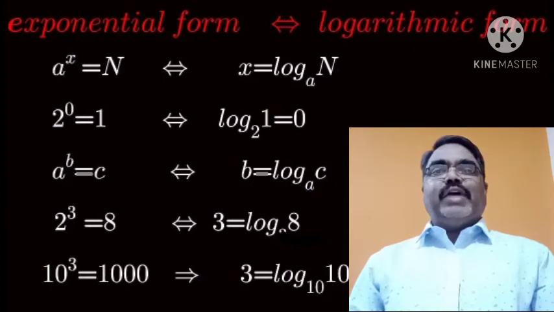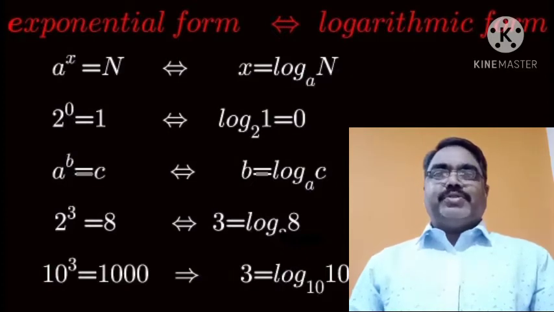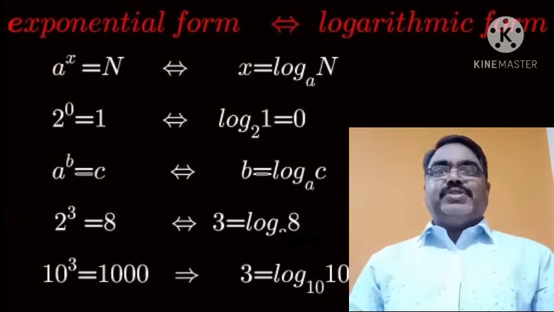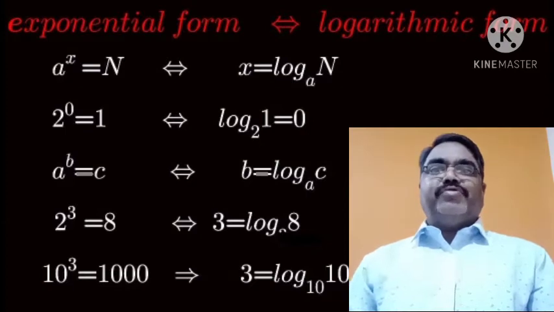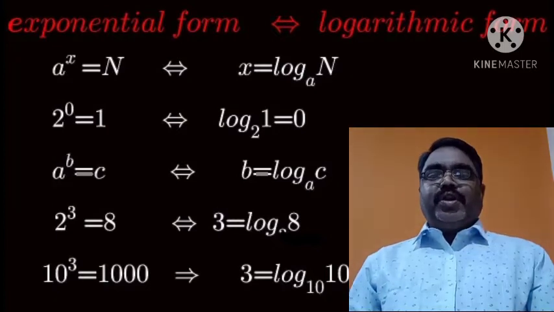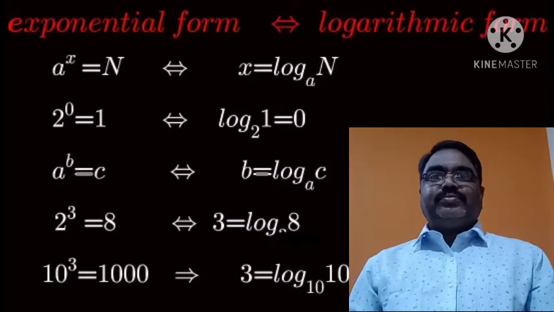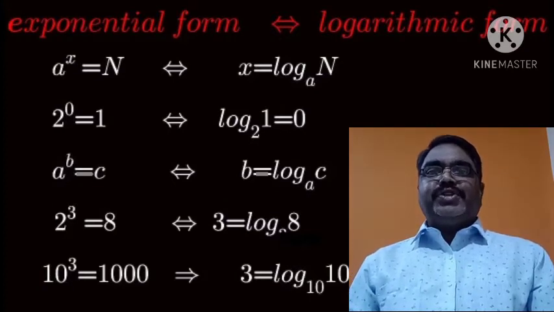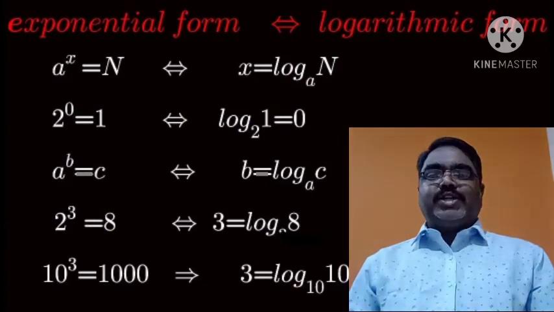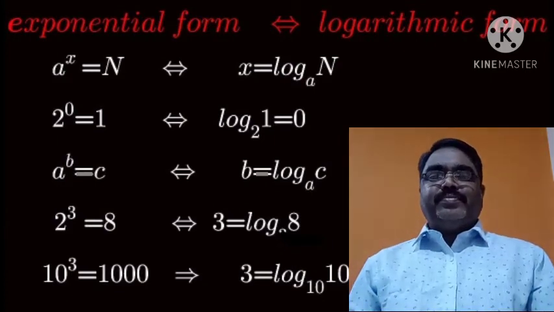Children, we are well aware of exponential forms. We are new to logarithmic forms, but logarithmic forms are defined from the exponential form. Let us write the logarithmic forms of these exponential forms. 2 to the power of 0 equals 1. Here in the exponential form, 2 is the base. Let us write its logarithmic form.